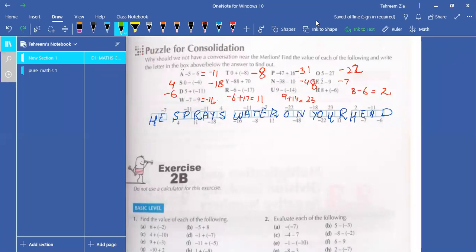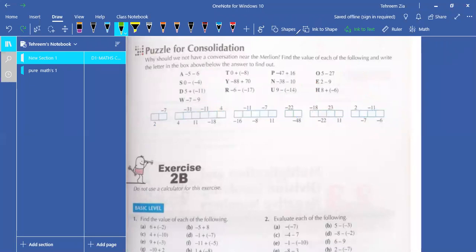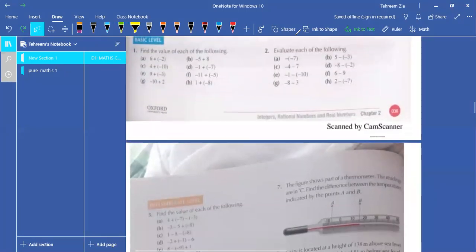Okay, let's move on. This is the thing that we are going to do today: adding and subtracting integers. So this was very easy. 6 plus minus 2 will be 4. Everyone answer. Minus 5 plus 8.